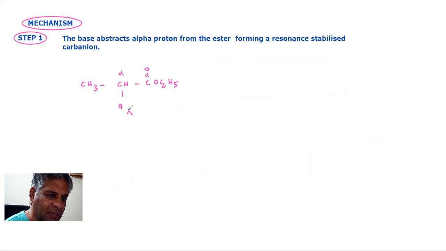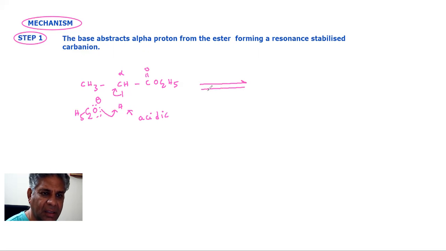As I already told you, this alpha proton is acidic in nature. Why is it acidic in nature? Because of the electron withdrawing group. Now, this is the base OC2H5 minus. The base will abstract the proton, forming a resonance stabilized carbanion. So now you'll get a carbanion first, CH3CH minus C double bond O, OC2H5, plus you'll get ethanol here.